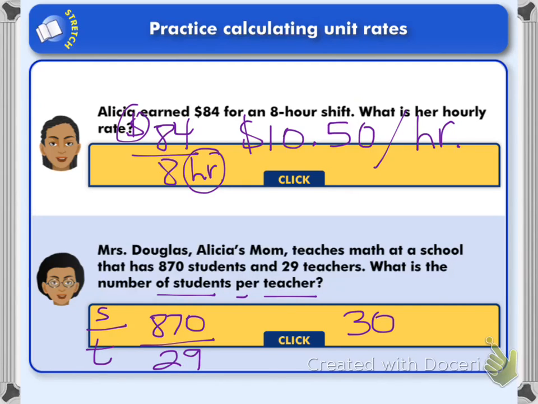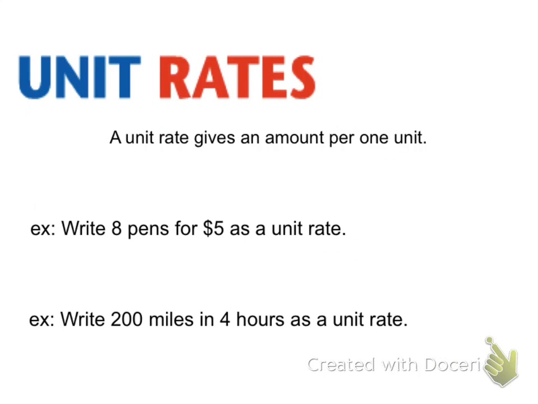The hardest part is, how do you label it? Well, the rate is students per teacher, so exactly that. There's 30 students per 1 teacher, which seems like a typical class size. Okay, here's some more. Write 8 pens for $5 as a unit rate. Why don't you pause the video, try both of these, and then come back and see how you did.